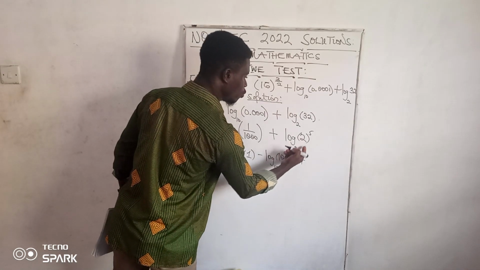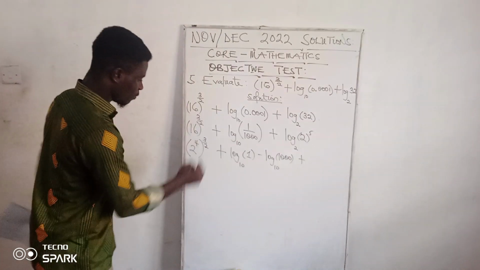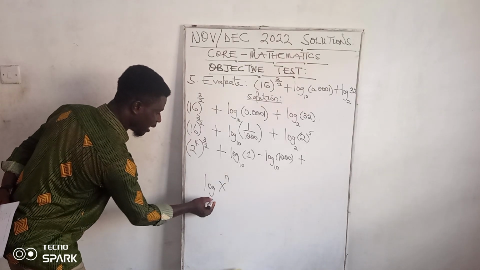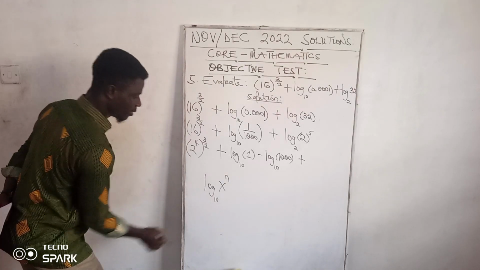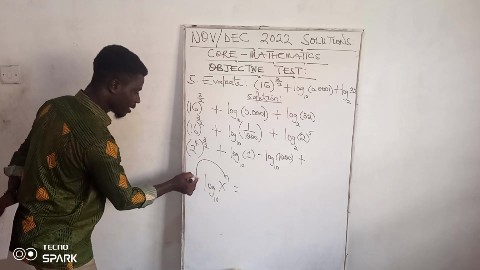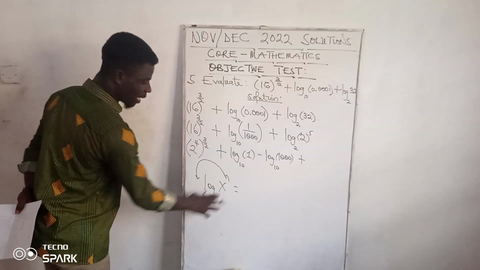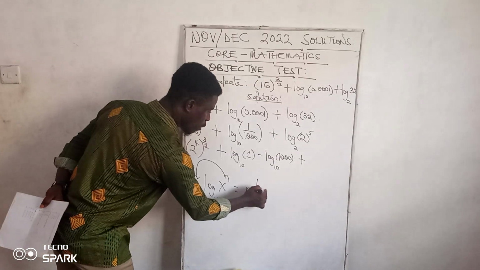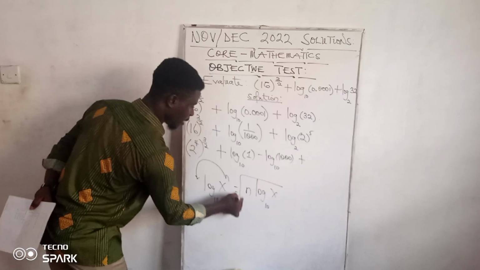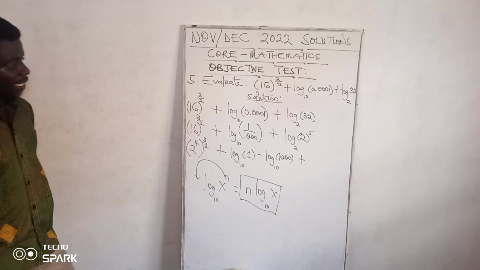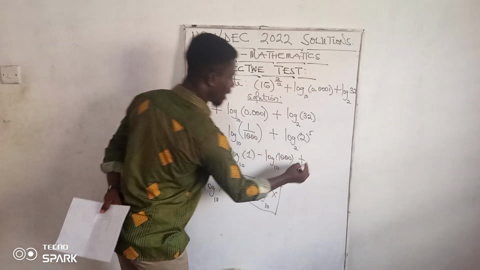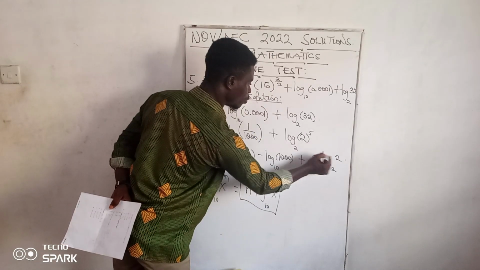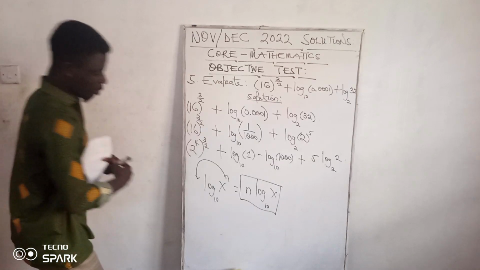Now, with log of 2 exponent 5 base 2, don't forget this law. Log of x exponent n base 10 is equal to n log of x base 10: the n comes down, which means it multiplies the whole of this log x. That's the same law we are using there. So it means that I get 5 log 2 base 2.